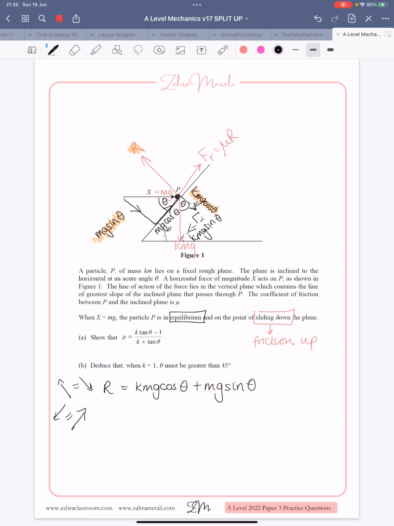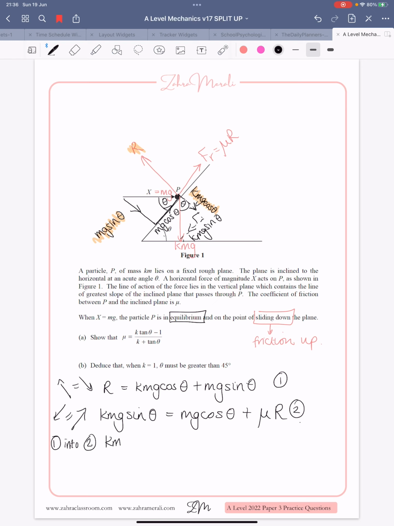So we've got kmg sine theta, and the only other force we've not used is mg cos theta and mu R. Right, we're trying to get an expression for mu. So what we're going to do is substitute in our R, so into the second equation. So we're going to put 1 into 2.